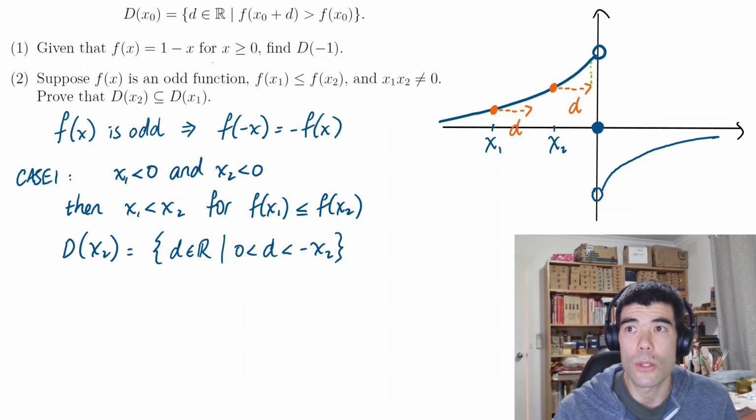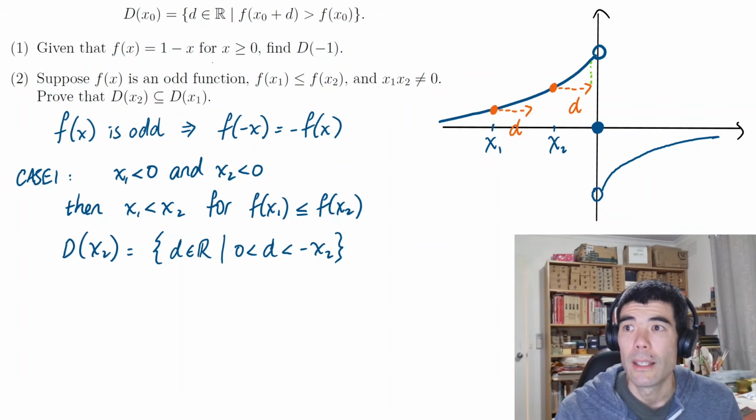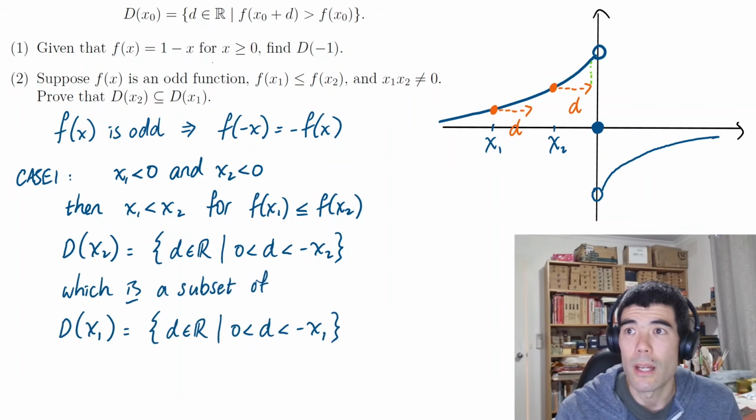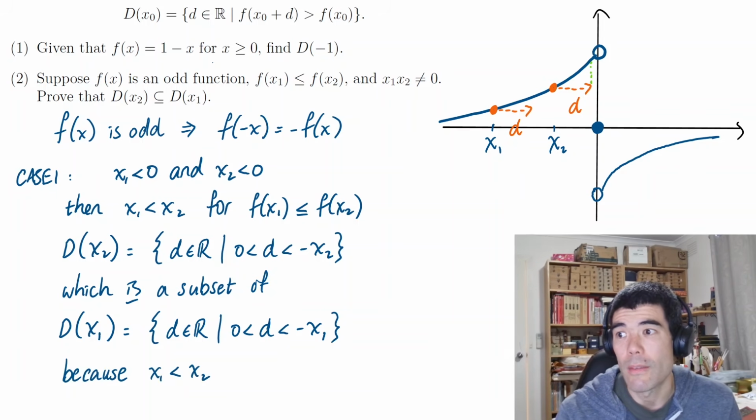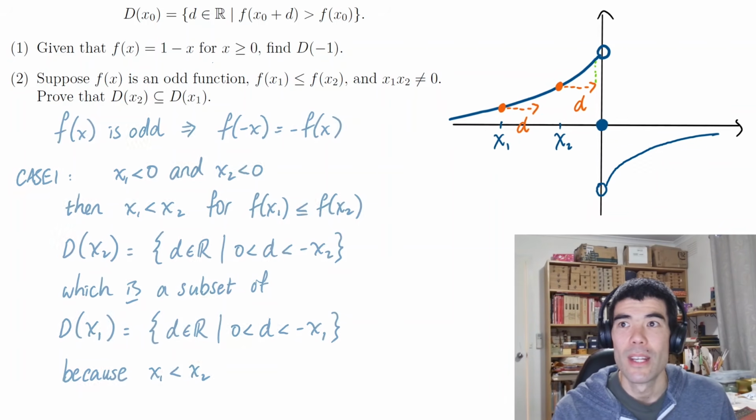So for example, if x2 were negative 2, then I can move to the right just less than 2 units. If I go any further than that, I'm going to drop down into the part of the graph where y is negative and definitely less than where we started. Now that is a subset of D of x1 because from x1, again, I have to move to the right. So d has to be positive. I can go as far as negative x1, and x1 is less than x2, so negative x1 is greater than negative x2. All right, that's just case 1 where x1 and x2 are both less than 0.